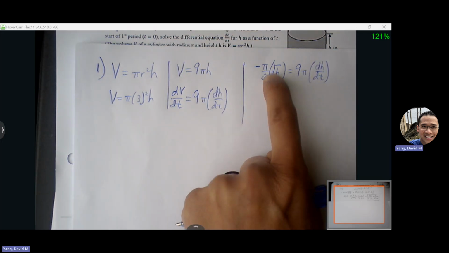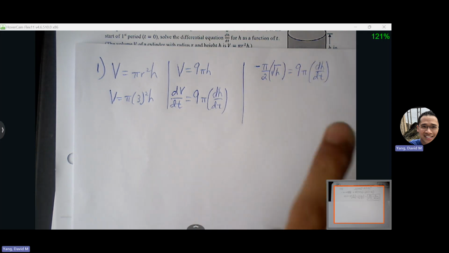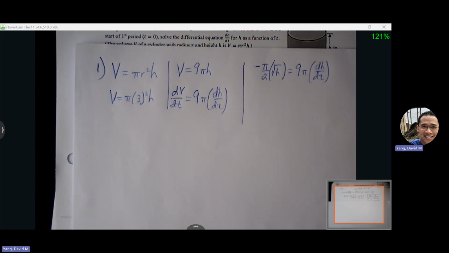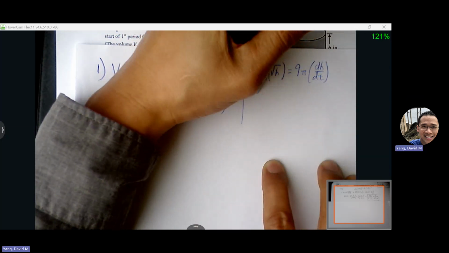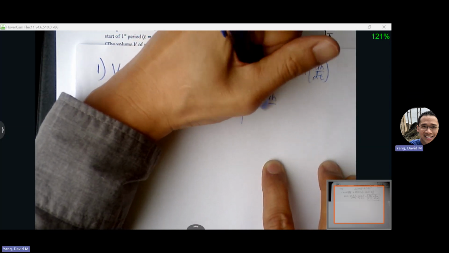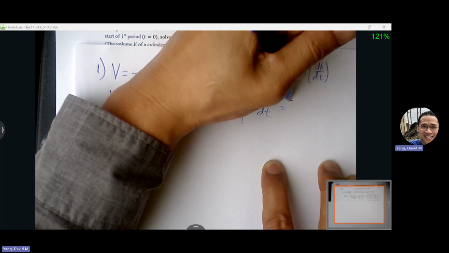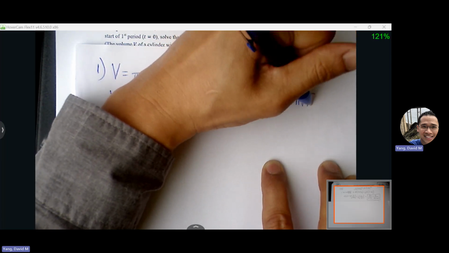So at this stage, we're going to treat h like our quote unquote y and t as our independent variable. Okay, so now we're going to work towards solving our differential equation. So we're going to find a way to get our h's together on the same side and then everything else on the other side. But ultimately, time is our independent variable. Let's see if I can get it to a point where I can cross multiply here. I'm going to rewrite this: 9 pi dh over dt is equal to negative pi root h over 2.